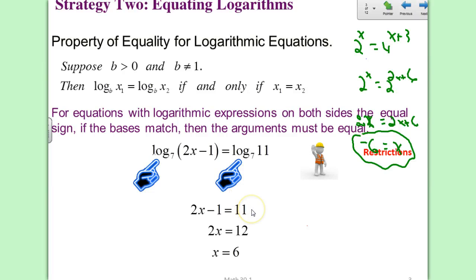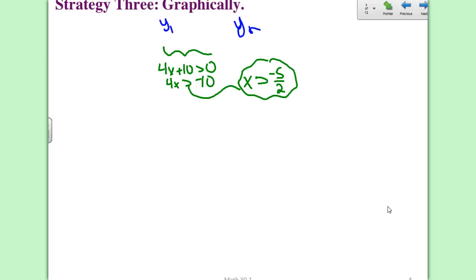The only thing you need to be aware of is you should be thinking about restrictions, and we talked about this in Math 20. 2x minus 1 has to be more than 0. You cannot have the log of 0 or a negative, right? It's got to be greater than 0. So for 2x minus 1 to be greater than 0, x has got to be greater than a half, okay? Just solving that equation.